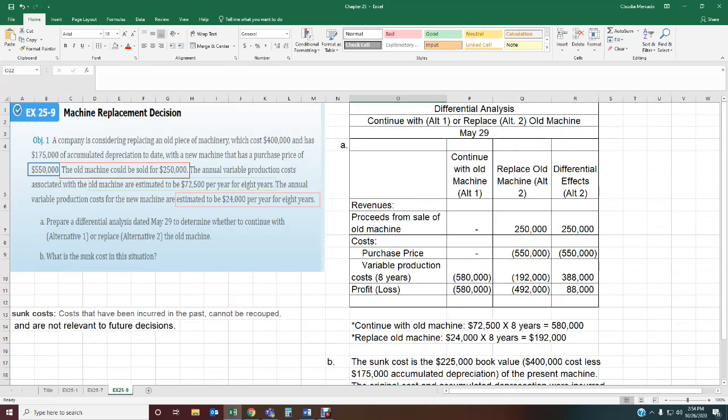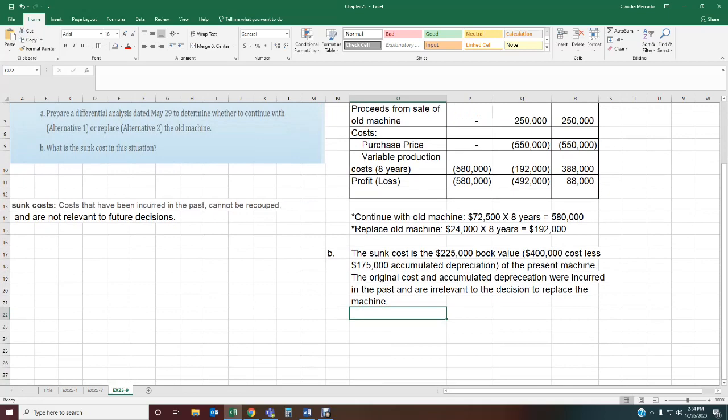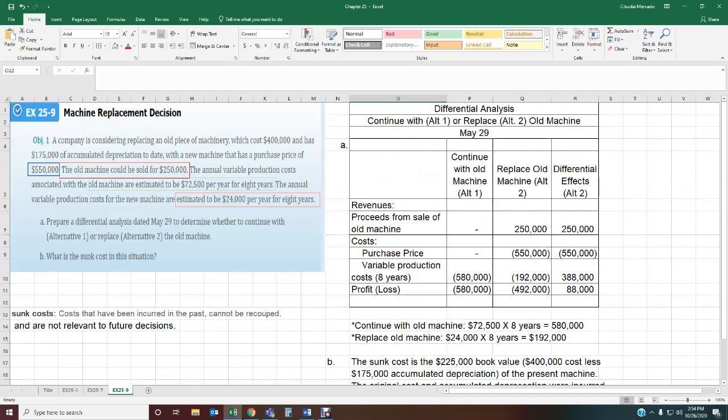Well, they tell you here that you bought this piece of equipment at 400,000 years ago, and it's depreciated 175,000. Okay, do we need those pieces of information to be able to do the calculations for our differential analysis? No, that's irrelevant information. I don't care how much you paid for it years ago. I don't care the book value of it right now. That's not relevant to my calculation or to my analysis, so I can determine whether I need to continue with the existing equipment or I need to replace the old machine. Okay, so that is what the information is.